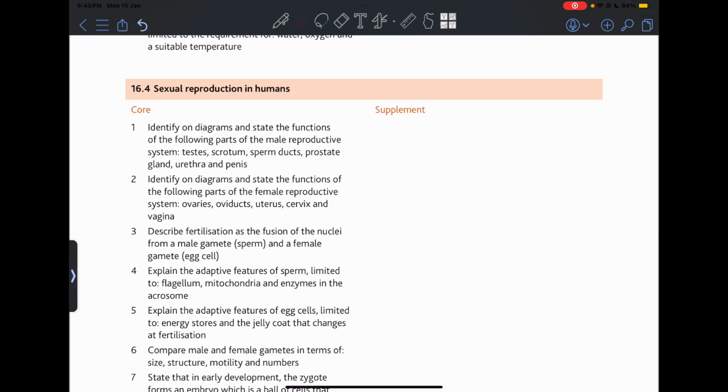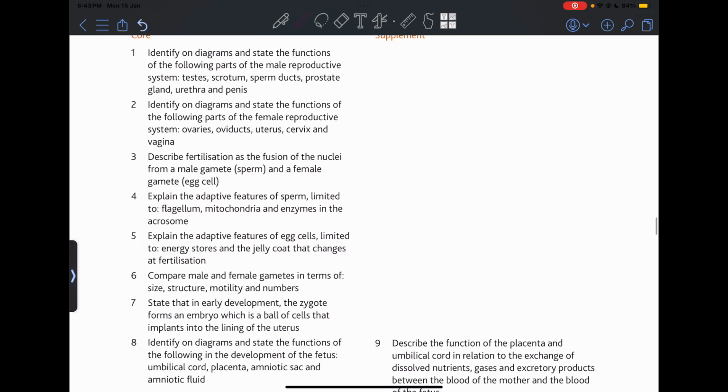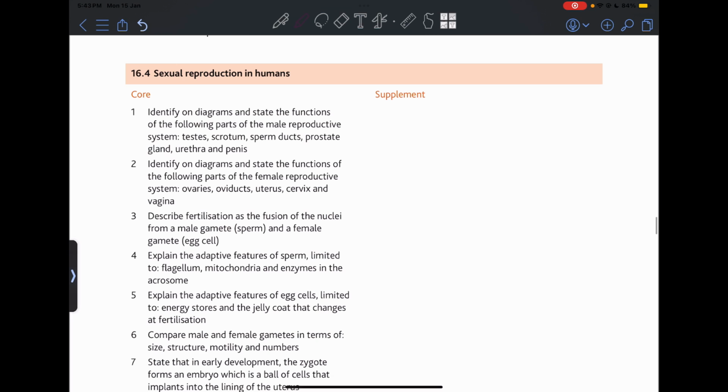16.4 Sexual reproduction in humans. Now this is quite a long part, so you have to focus right here because this is a very important chapter. It comes very frequently in all exams. Core students and extended students have to identify on diagrams and state the functions of the following parts of the male reproductive system: testes, scrotum, sperm ducts, prostate gland, urethra, and the penis. So these are the parts of the male reproductive system in humans.